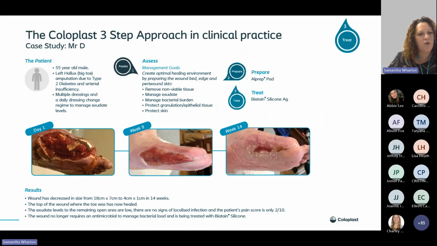The top of the wound where the toe was now healed. The exudate levels to the remaining open areas was low, and there were no signs of localised infection. And what's really, really good to see is the patient's pain score was only 2 out of 10. So that's really an impact that supported him in his quality of life. And the wound no longer required that antimicrobial to manage that bacterial load. And so it was just being treated with Biatain Silicone. So again, it's just showing you the benefits of putting Assess, Prepare, Treat into your wound healing treatment.